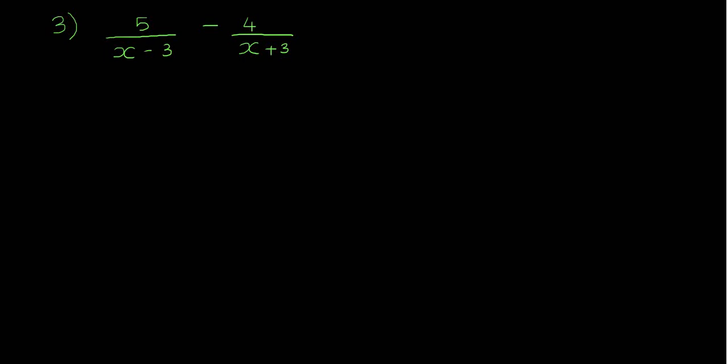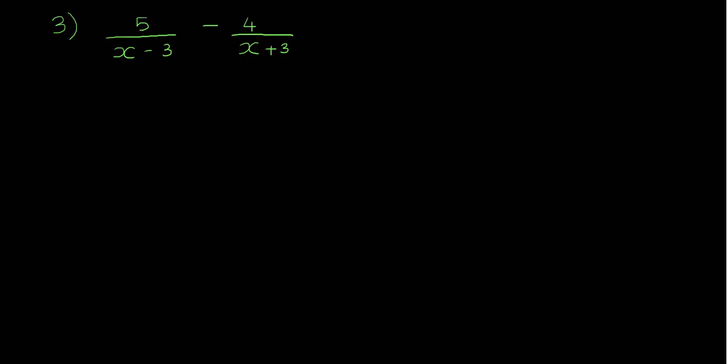So this is question number 3. We've got again two fractions, 5 over x minus 3 minus 4 over x plus 3. Again, we cannot add or subtract any fractions unless the denominators are the same. So because they're not the same, we are going to make them the same.